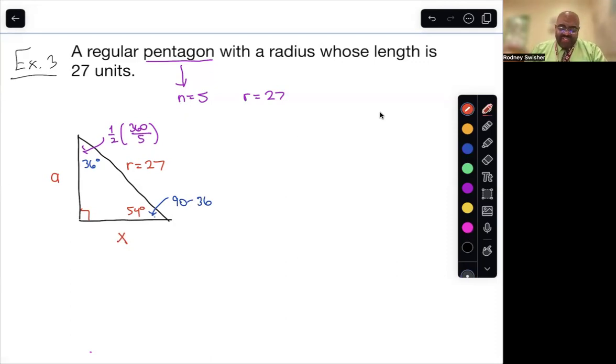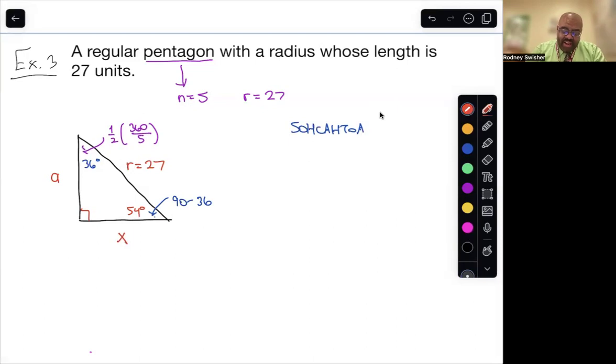Okay, and so that angle is 54. Now we just need to figure out what the values of A and X are. So that means we basically have to do trigonometry twice, because we have 2 unknowns and we need to know both of them. So what we're going to do is write SOHCAHTOA. And I think we should find A first. It's a little easier to find for our formula.